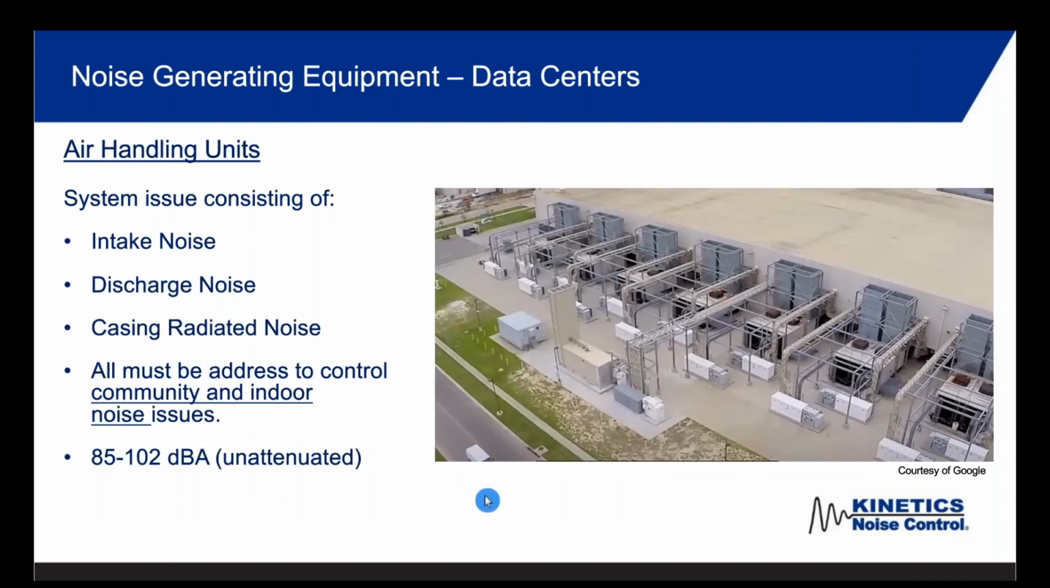Air handling units have intake noise, discharge noise, and casing radiated noise. Sometimes the cooling, instead of being air-cooled chillers up on the roof, is cooling units on the side of the building. Once again, we need to address all these noise issues, both indoors and outdoors of the building, and that unattenuated runs about 85 to 102 dBA.